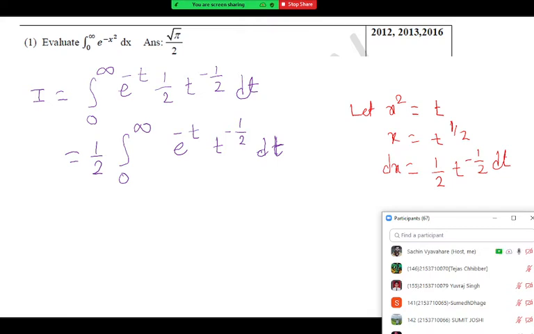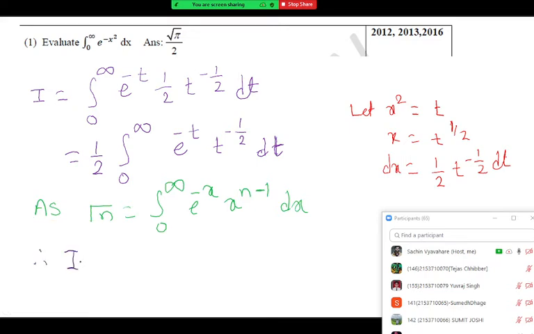Why is this gamma 1 by 2? Because we can compare. We have this definition. Gamma n is integral 0 to infinity e raised to minus x, x raised to n minus 1 dx. So if the power of x is n minus 1, outside is gamma n. So this minus half is like n minus 1. So if you want to write in gamma, you just have to add 1 in the power of t here. So minus half plus 1 is plus half.